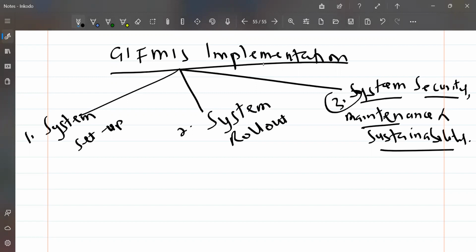Okay, so we have talked about the benefits. What is the second? System rollout. From now going, I will take my time and write. Don't worry, I'll take my time. System rollout. Are you okay now?